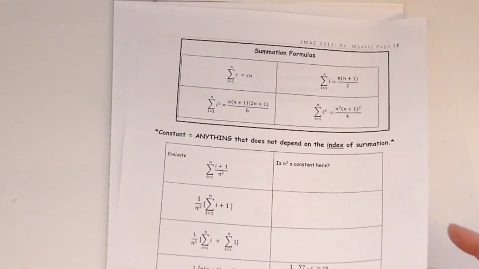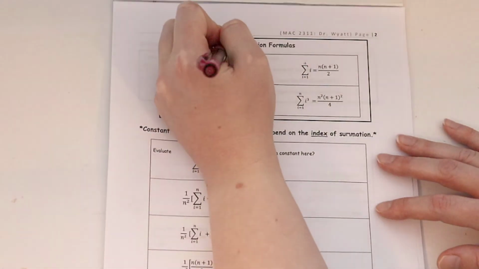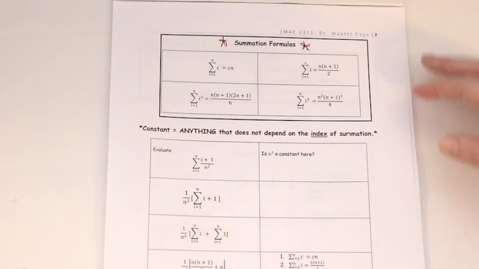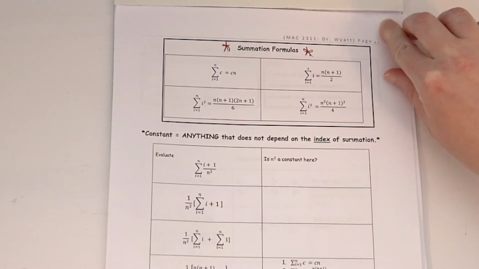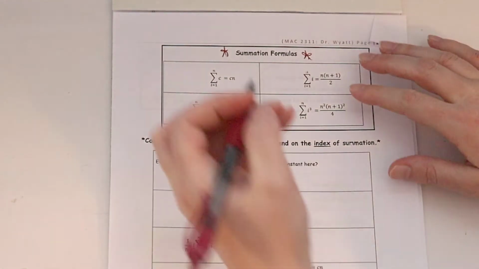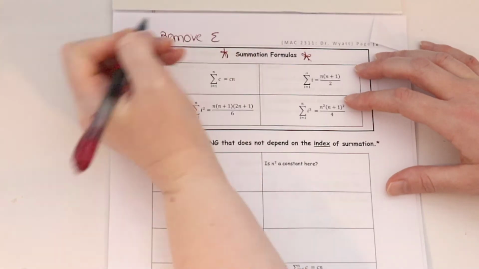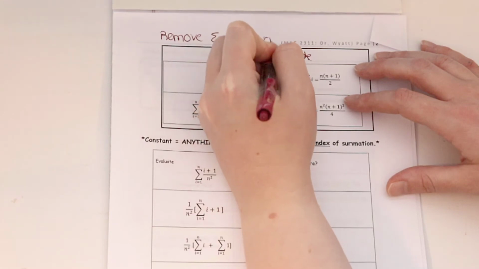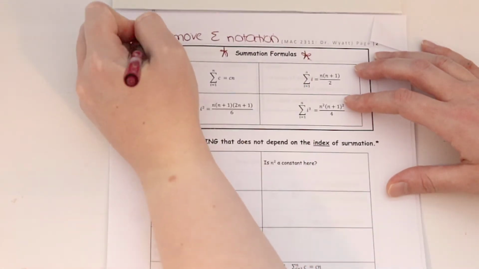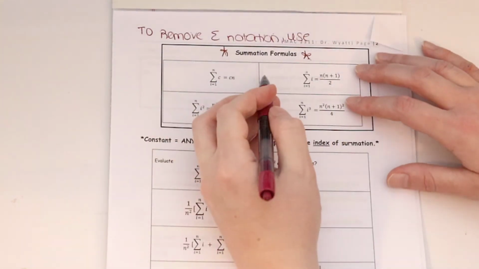Now, also in pre-calculus, we had summation formulas. And you'll want to earmark this page because we're going to come back to these summation formulas later on. But the summation formulas are important because they allow us to remove the sigma notation. So basically it's our way of getting rid of the sigma notation. So to remove that sigma notation, we use these summation formulas.